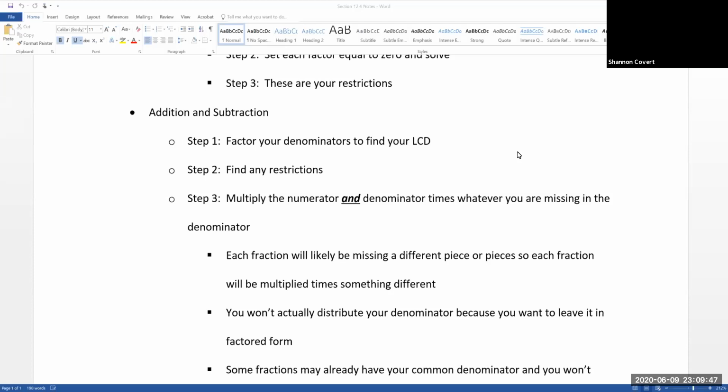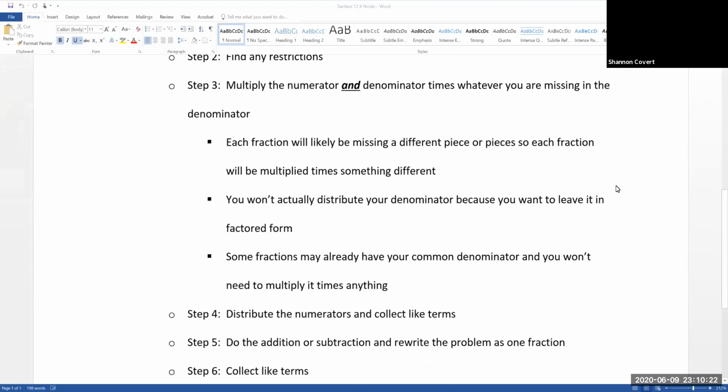So the very first step is going to be to factor your denominators in order to find that lowest common denominator. Second step, find your restrictions. Third step, you're going to multiply the numerator and denominator times whatever you're missing in the denominator. So each one of your rational expressions is going to have a denominator, and the pieces that are missing, because you're trying to find your lowest common denominator, are what you're going to end up multiplying both your numerator and denominator times.